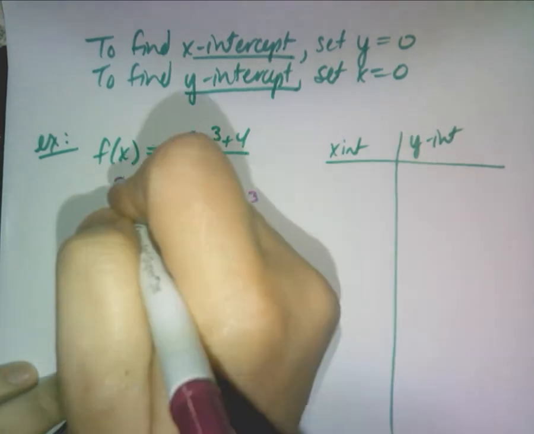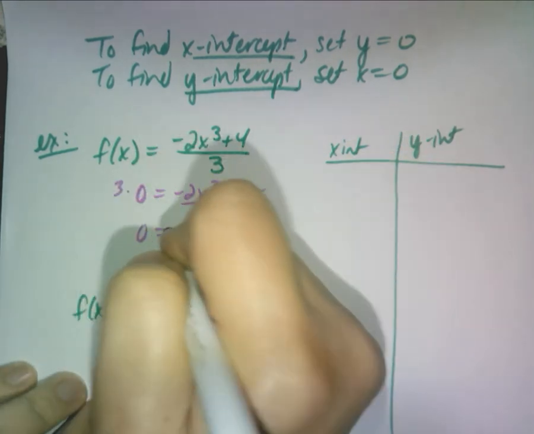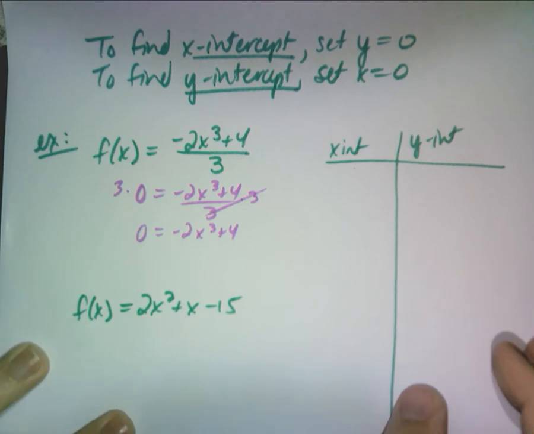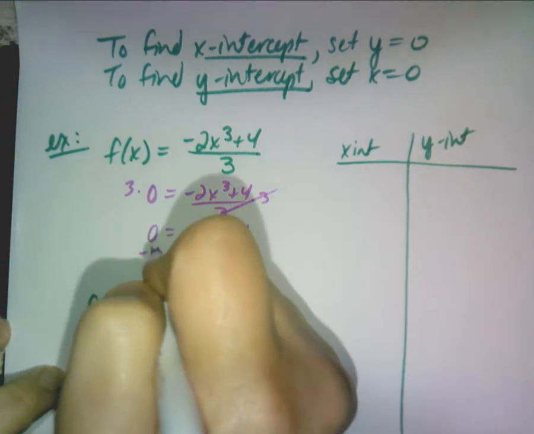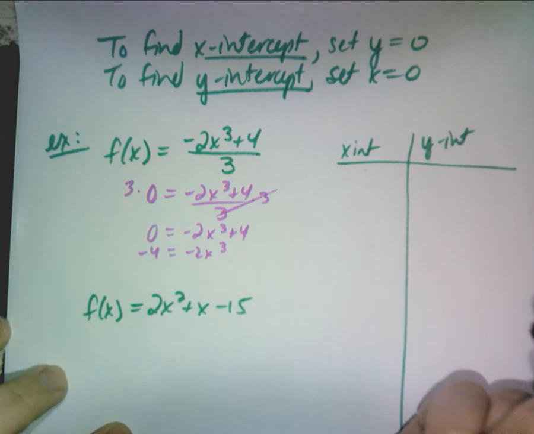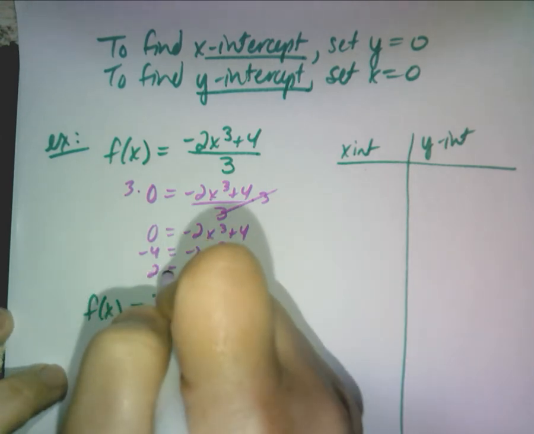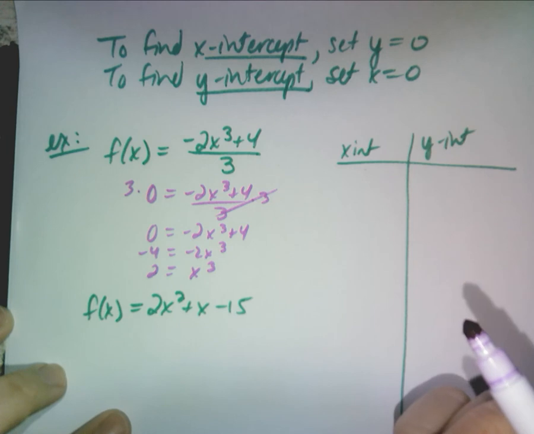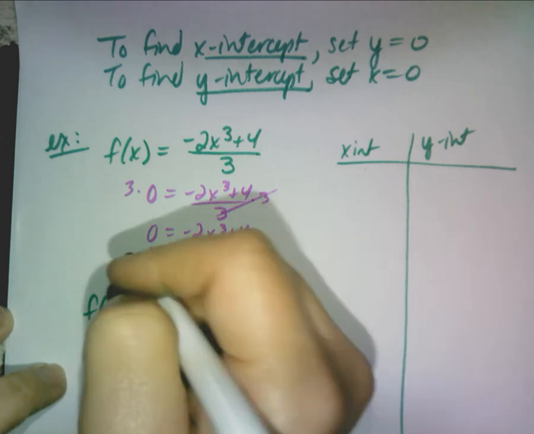Multiply by 3. That does nothing except get you 0 equal to negative 2x cubed plus 4. Now what? Subtract 4. Then do what? Divide by negative 2 and you get 2. Then do what? How do you undo a cube? Not square root. Cube root.